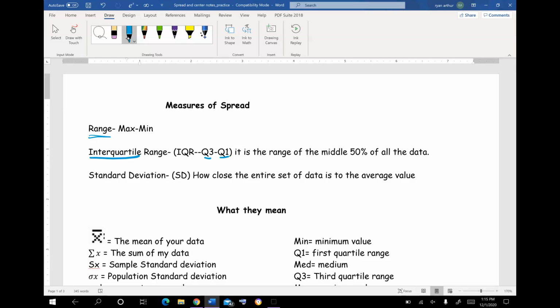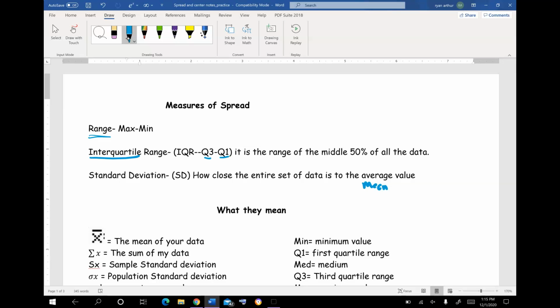But it's how close the entire set of data is to your average value. Now, what you need to remember is that your average value is your mean. Okay, so if I was to replace that with mean, your standard deviation is how close an entire set of data is to the mean. All right. Now you need to remember that for tomorrow's lesson.